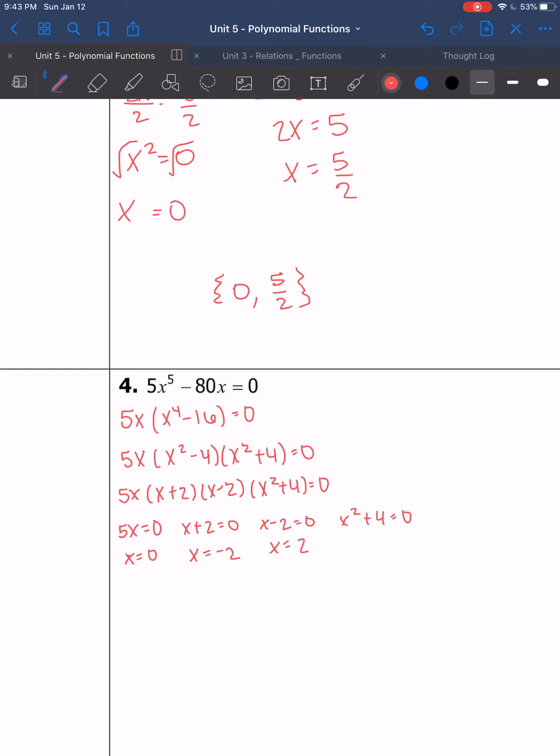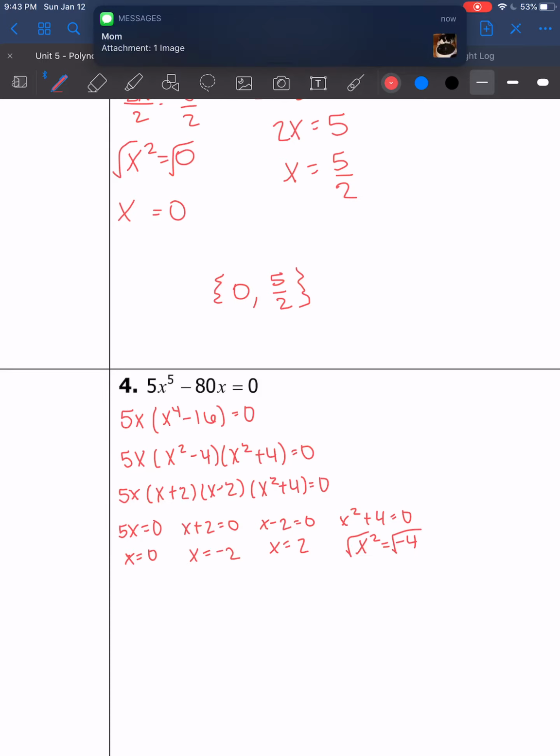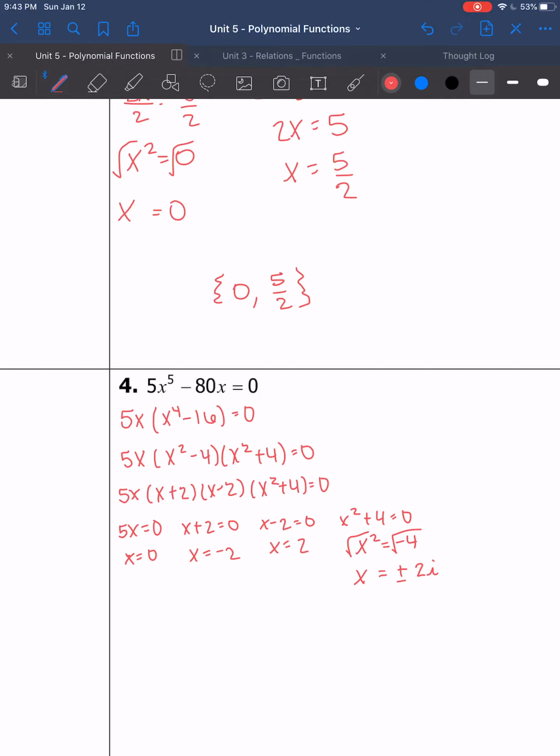And this is the fun one. x squared equals negative 4. Square root both sides. When I take the square root of a negative number, it becomes an i. And when you take the square root of just a number, put a plus or minus in front of it. So my solutions are 0, 2, negative 2, and plus or minus 2i. And so I had x to the 5th up here. And so I have 1, 2, 3, 4, but the plus or minus also gives me 5. So I have 5 solutions here.